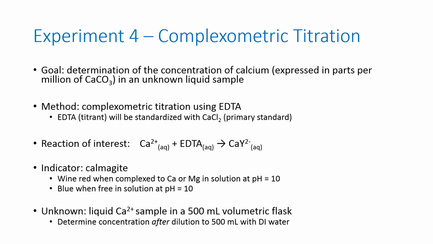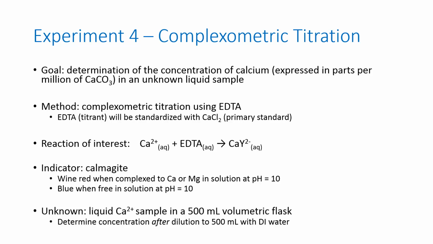You're going to make your titrant solution, EDTA, and you're going to standardize it, just like you did in Experiment 3. The difference is, this time you're going to have to make your primary standard solution as well. You're going to get a weigh bottle full of calcium carbonate, your primary standard. You're going to turn that into a solution of calcium chloride, and then use that to standardize your titrant.